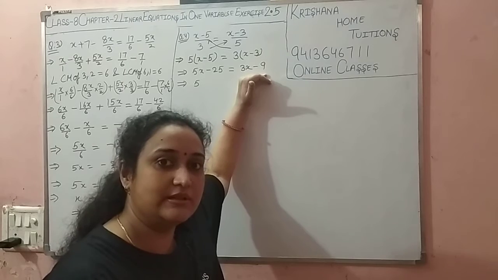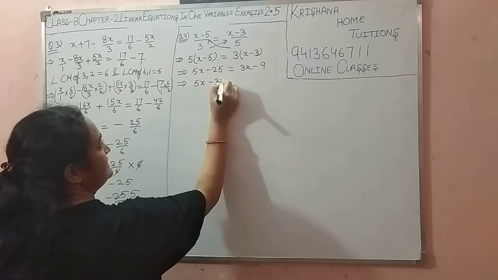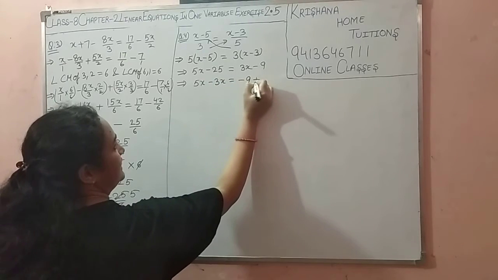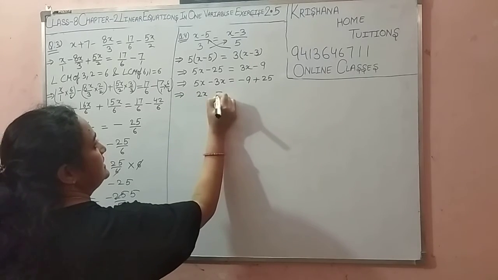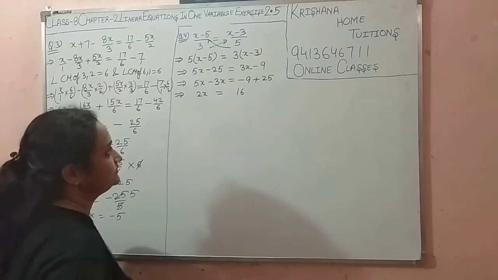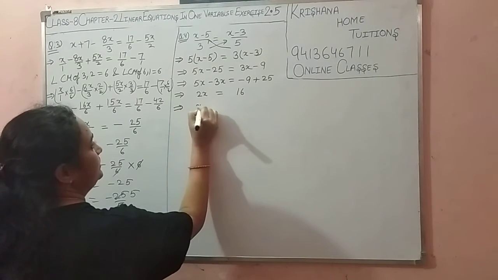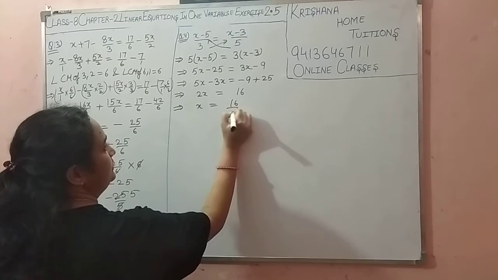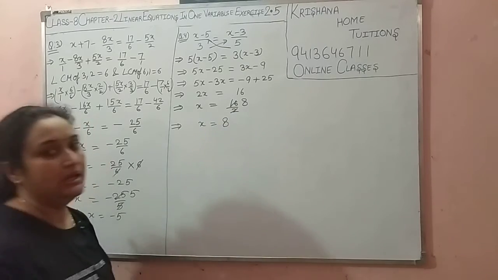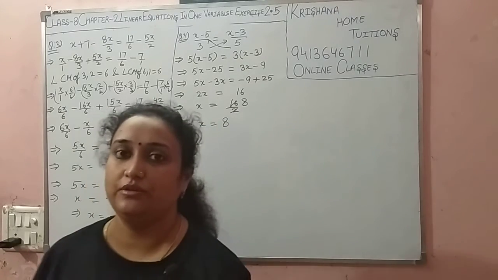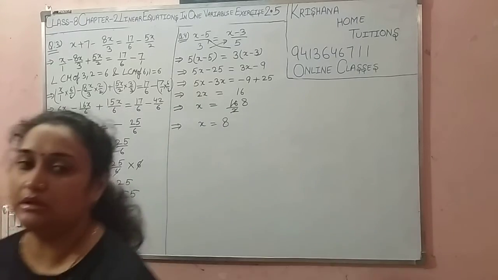Now we have to transfer the terms and solve the equation. So 5x minus 3x is equals to minus 9 plus 25. So it is equals to 2x is equals to 16. x is equals to 16 divided by 2, that is 8. So what is the value of x here? The x will be 8. So this is the solution of question number 3 and 4, sorry.